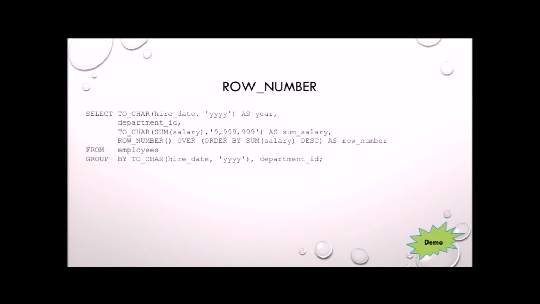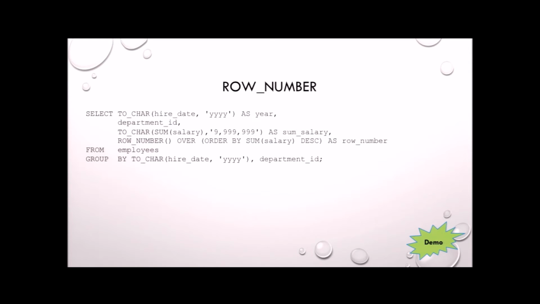So, same query as before. See my pattern here? Let's take, again, year, department number, sum of salary, and let's take the sum of the salary descending, and let's assign it a row number. And it will properly assign a sequential integer number to each of the rows returned. Sometimes that can be very useful. All right? So that's all there is to it.